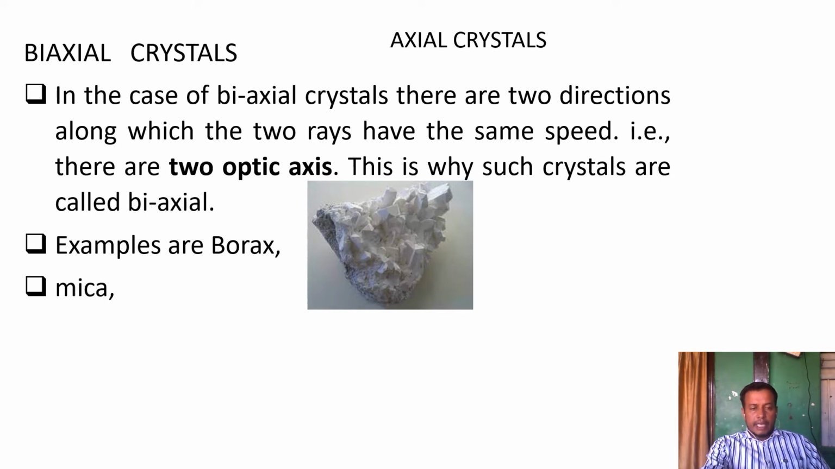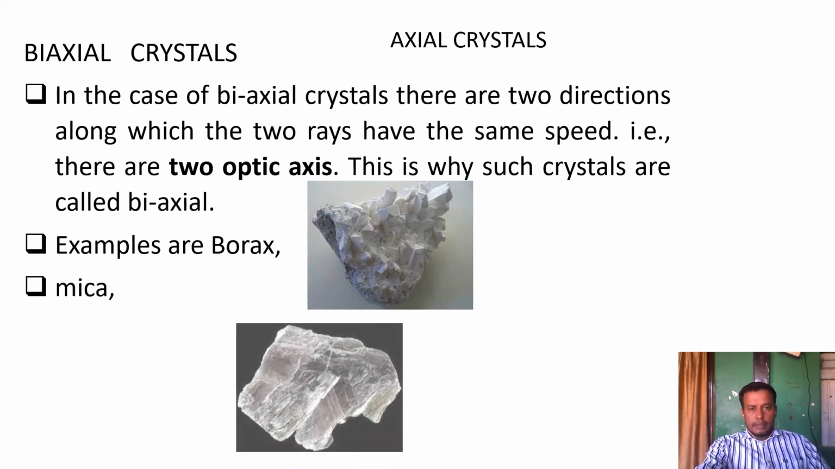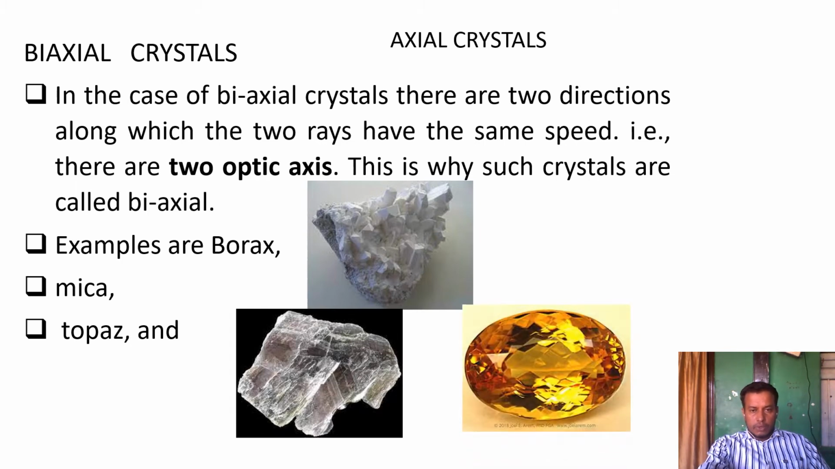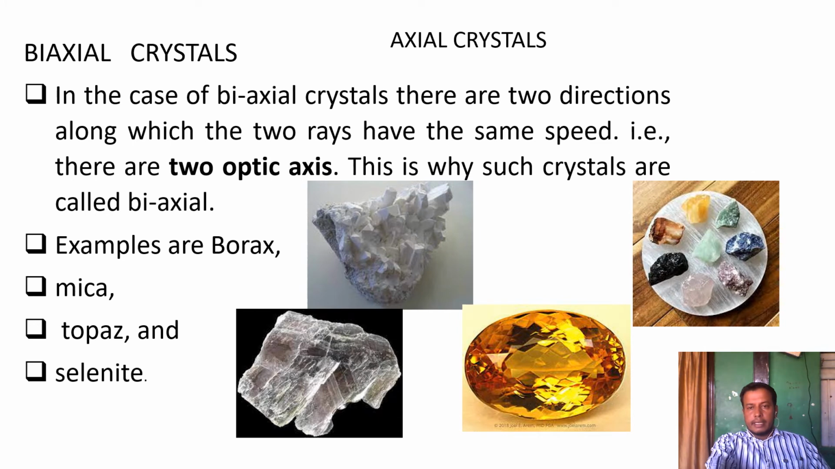And this is the mica, a biaxial crystal. Topaz, you see this type of precious stone, topaz. And the selenite. This is the selenite crystal, a rough one. They are not polished ones. And these are called the biaxial crystals.